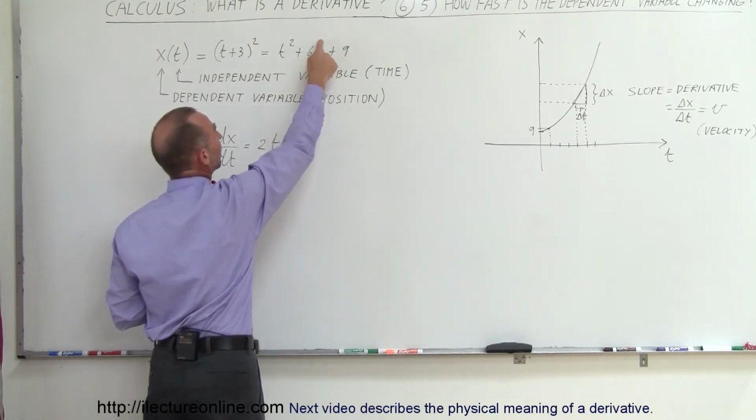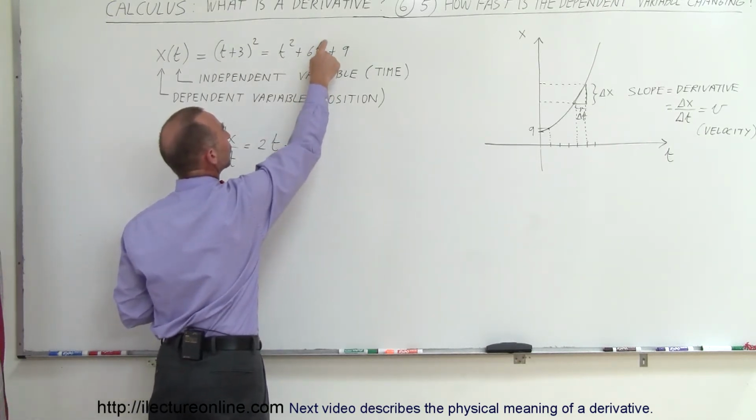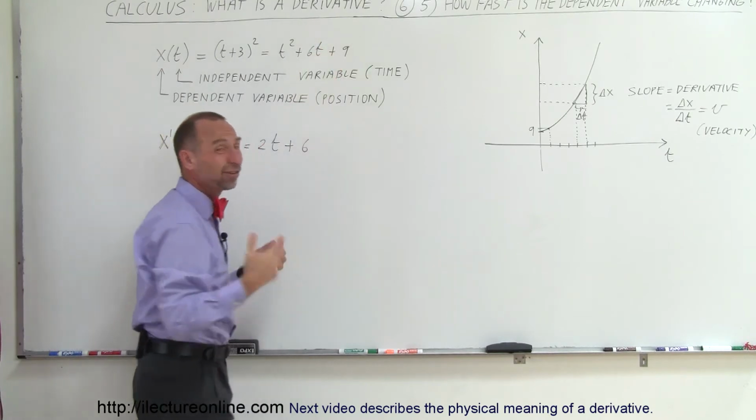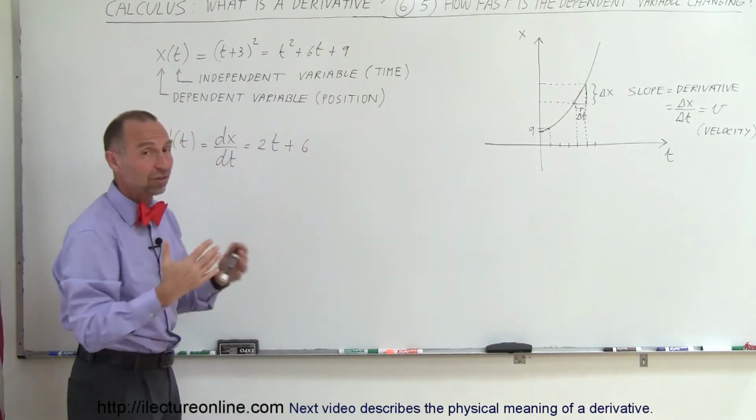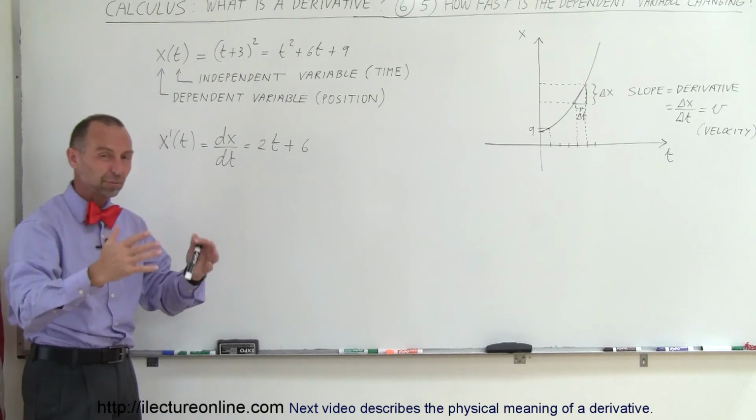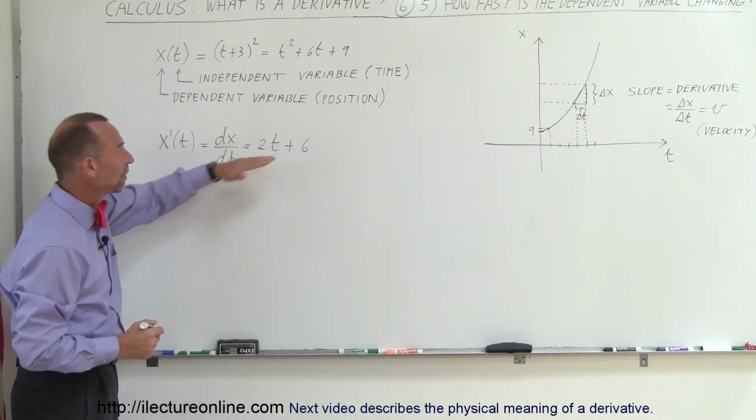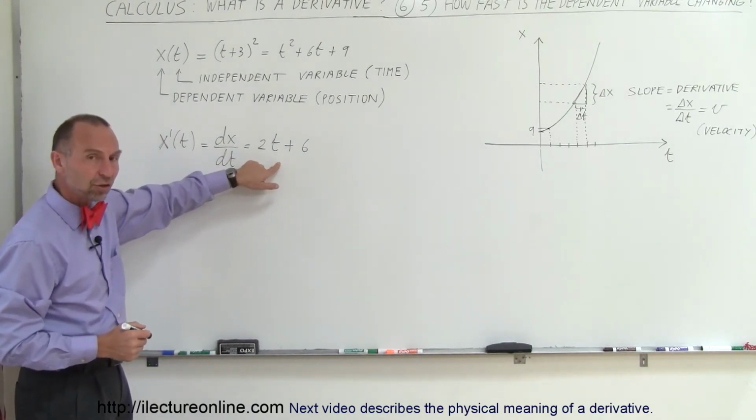And here we have 1 times 6 is 6, t to the 1 minus 1 is t to the 0, of course, t to the 0 is 1, and the derivative of a constant is 0. And again, there are some videos that explain that in much more detail. So if this is the derivative, let's now graph this function.